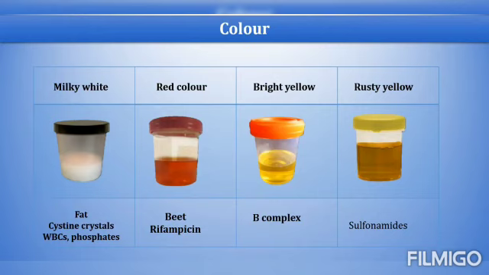Then white milky color is due to the presence of fat, cystine crystals and WBC. Red color is due to the presence of beet and rifampicin drug. Bright yellow color is due to the presence of vitamin B complex, and rusty yellow color is due to the presence of sulfonamide drug.